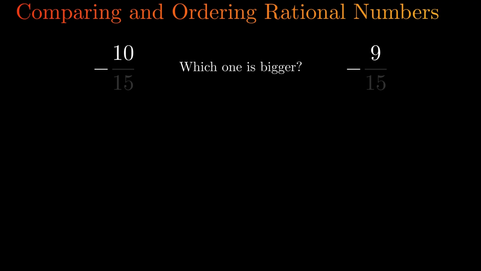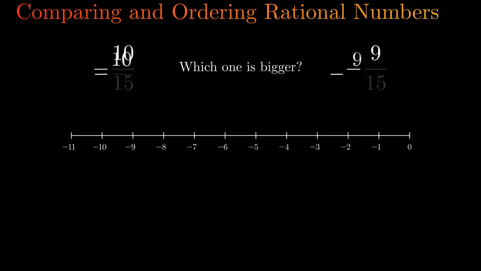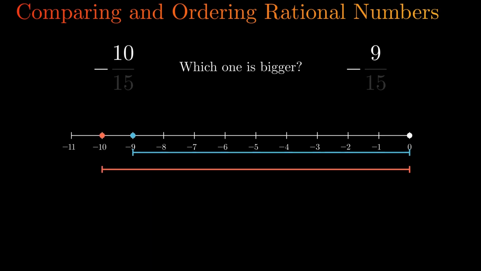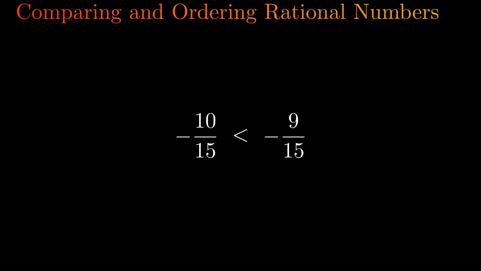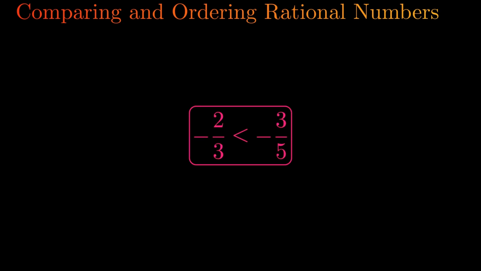Look at the top, -10 versus -9. -9 is closer to 0 and sits further to the right, so it is the bigger number. That means -10/15 is less than -9/15. Let's translate that back. -10/15 is just our original -2/3, and -9/15 is -3/5. So the final answer is -2/3 is less than -3/5.